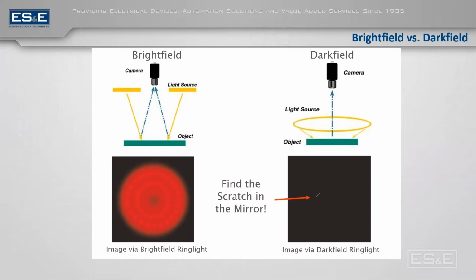On this slide right here, we have a bright field and a dark field. These are the same cameras with the same objects that we're looking at, but we're just using a different lighting technique. You can see on the left-hand side that with the bright field ring light, you can't really see anything. You can see the light, but you can't see the object. With the dark field ring light, you can find a scratch in the mirror. These are just trying to show how different lighting techniques come across on objects that you're inspecting.